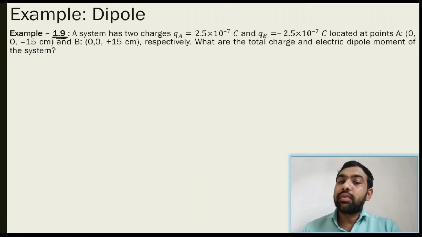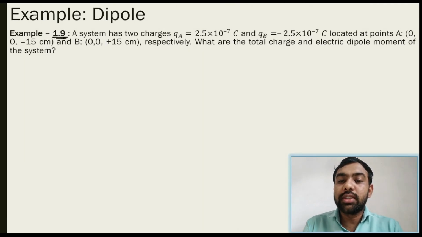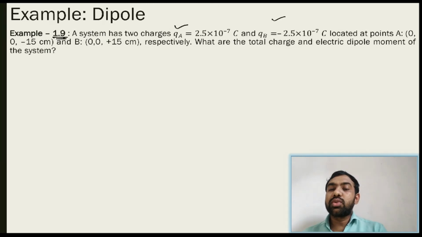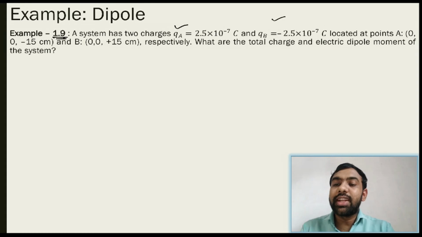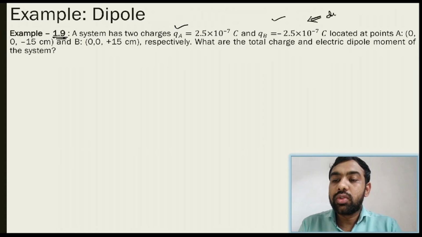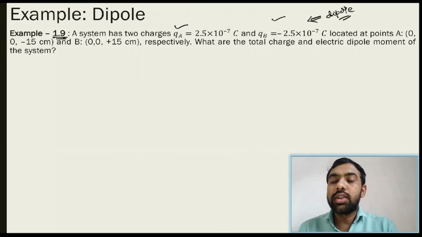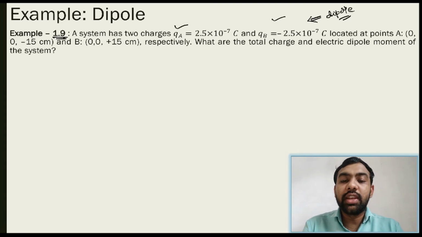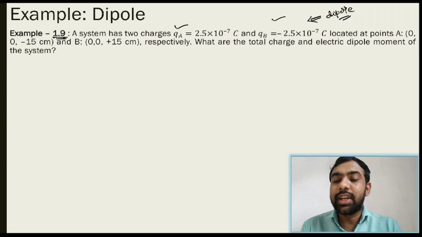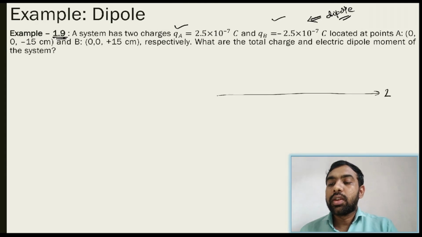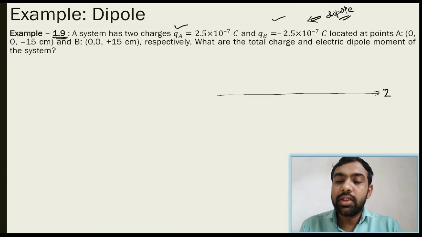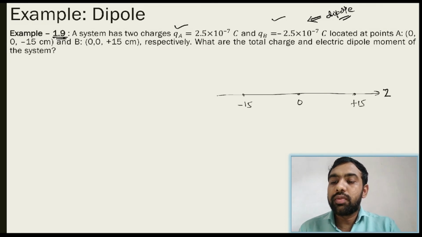Let's see example number 1.9 from the textbook. A system of two charges QA and QB, plus 2.5 into 10 raised to minus 7 and minus 2.5 into 10 raised to minus 7. So that is a dipole. Both are located at 0, 0, minus 15 and 0, 0, plus 15. You consider that to be the z-axis. Here the minus 15, and here the plus 15.